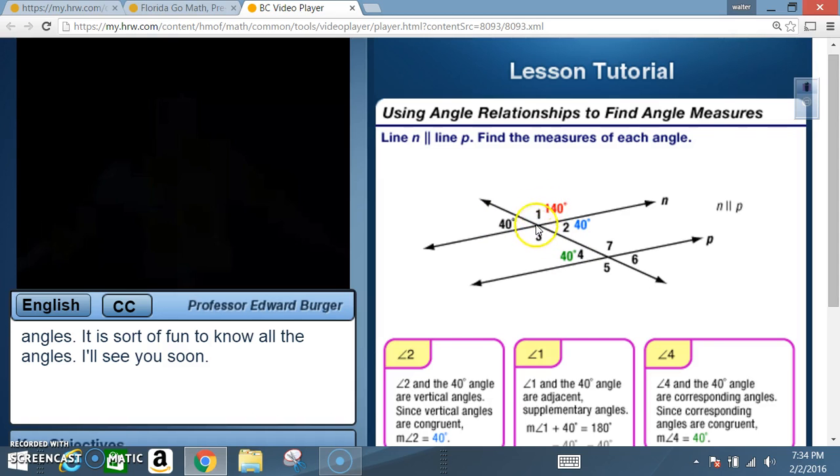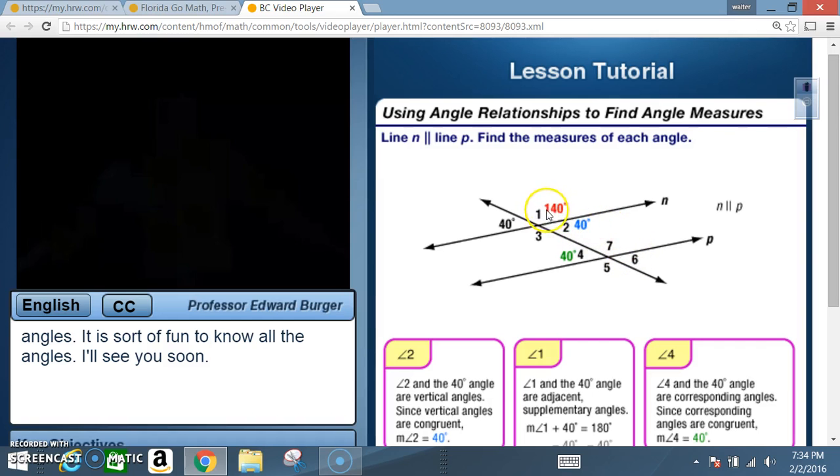Angle 1 and 3 are vertical. They're equal to each other. 40 degrees and angle 2 are vertical. They're equal to each other. 7 and 5, they're vertical. They're equal to each other. 4 and 6, vertical. They're equal to each other. 40 degrees and angle 6, corresponding. They're equal to each other. And don't forget, corresponding angles are always on the same side.